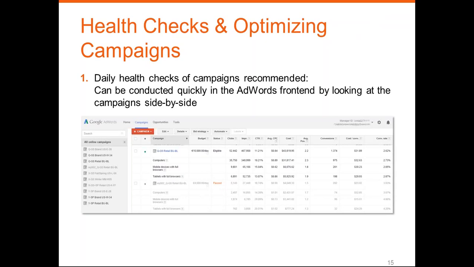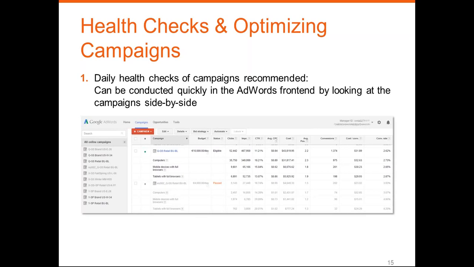So the easiest way to do just a cursory check to make sure that we are where we want to be is logging in to the AdWords front end and bringing up the campaigns side by side, either by filtering for the campaign name or selecting them in two different windows, whatever you're most comfortable doing.